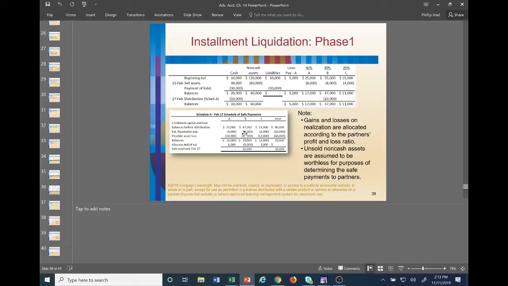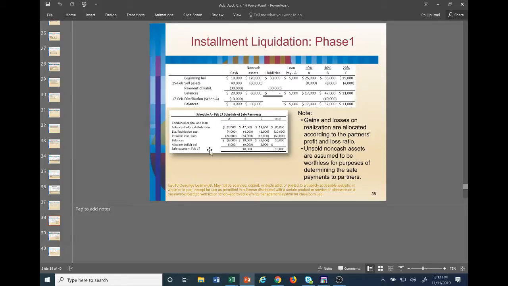So that's why we're removing the estimated liquidation expense from whatever the capital balance is for each of the partners based upon their partnership profit and loss percentages. Same thing for the possible asset loss. We're assuming that all $60,000 of the remaining assets here are worthless, so we're going to allocate those amongst the partners. By doing so, the remaining balance for partner A is negative $6,000, B still has $19,000, and C negative $3,000.